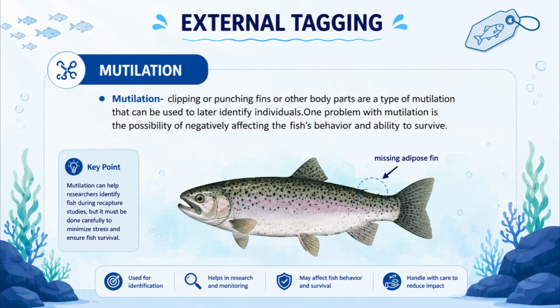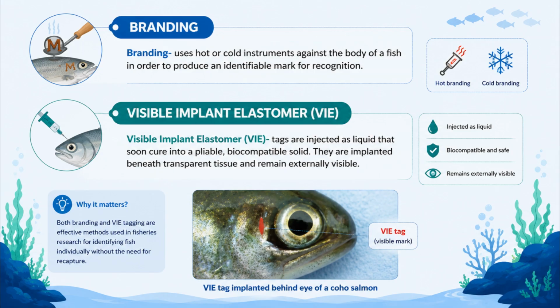Even though it is a simple technique, it has played an important role in fish identification and population studies for many years. Branding and visible implant elastomer, also known as VIE tagging. Branding is a method where hot or cold instruments are applied to the fish body to create a recognizable mark for identification. These marks help researchers identify fish during monitoring and recapture studies. Hot branding uses heated instruments, while cold branding uses extremely low temperatures to produce visible marks on the fish body.